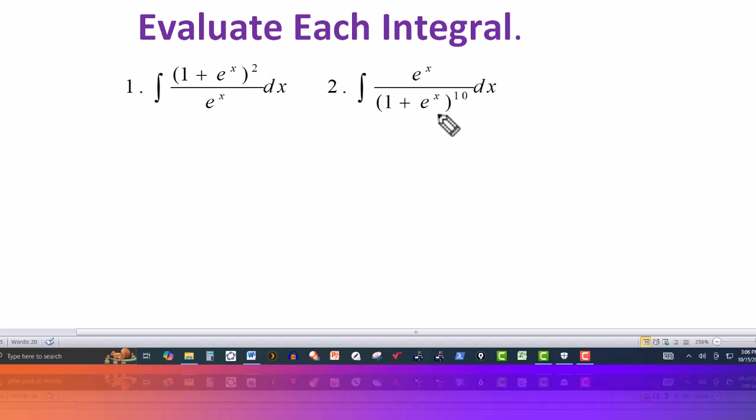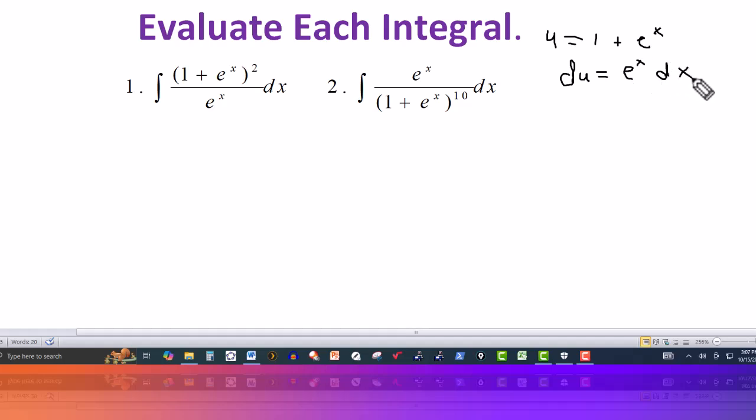Now for the next one, this one we'll do using a u-substitution. So let's let u equal 1 plus e to the x. Then du would equal, the derivative of 1 is 0, the derivative of e to the x is e to the x, and this will be dx.